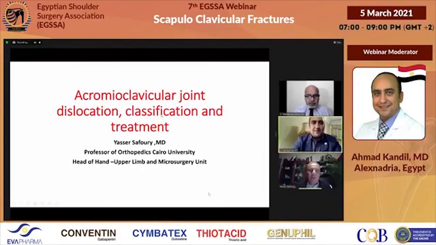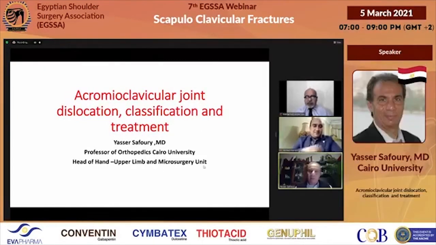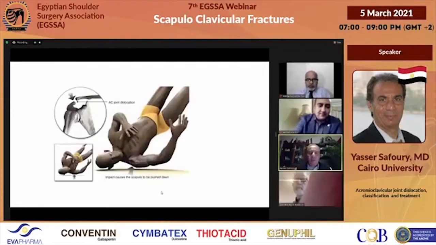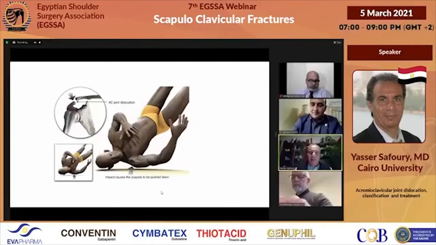Acromioclavicular joint dislocations, classifications, and treatment. Disruption or dislocation of the AC joint occurs after a direct trauma on the shoulder, where there's disruption of the main ligaments joining the acromion to the clavicle.